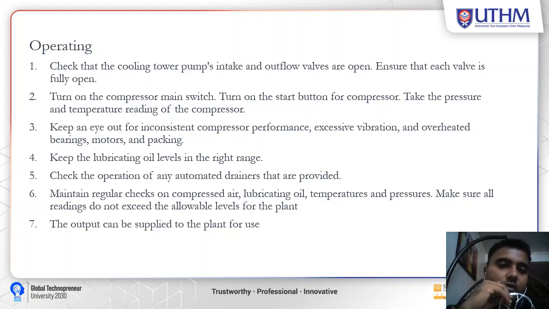The fourth one is we need to keep the lubricating oil levels in the right range. Then we must check the operation of any automated drainers that are provided. The sixth is we have to maintain regular checks on compressor air, lubricating oil, temperature, and pressures. We also make sure all the readings do not exceed the allowable levels for the plant. And then last, the output can be supplied to the plant.